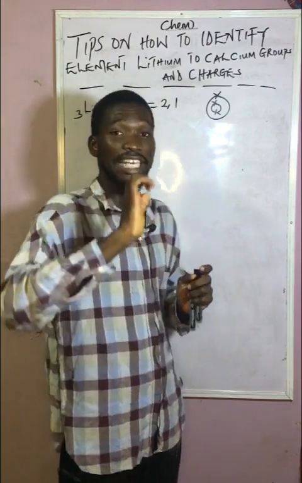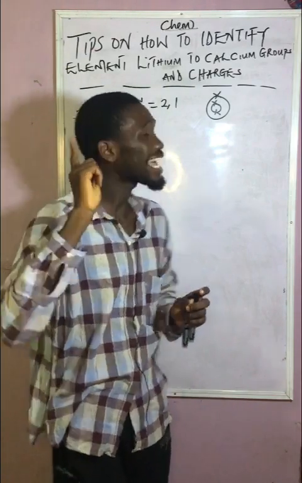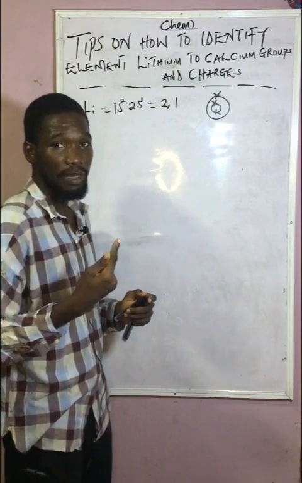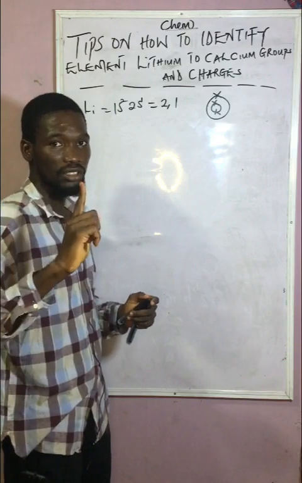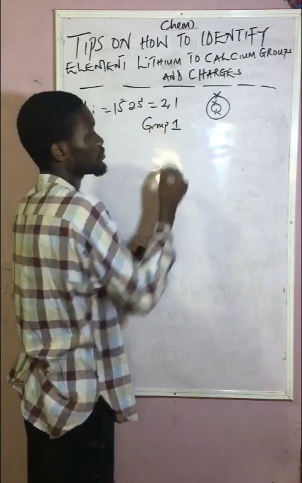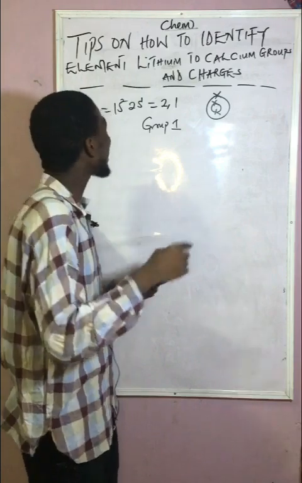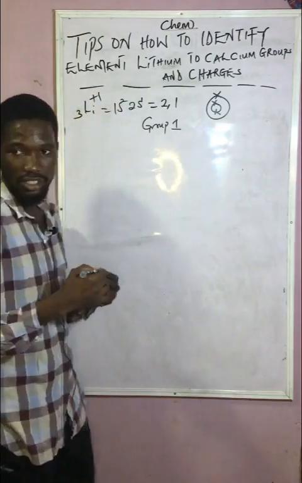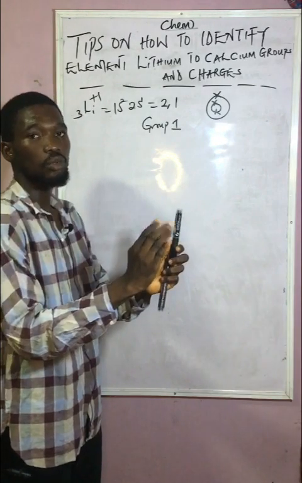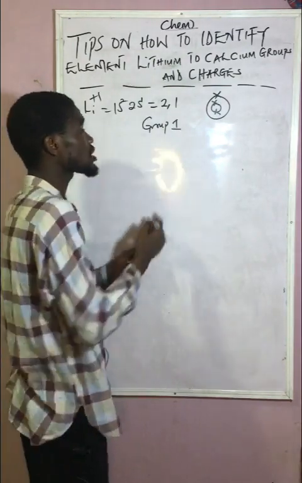So guys, if a particular element has an outer electron of 1, that kind of element belongs to group 1. Again, if an element has an outer electron of 1, that element belongs to group 1, and the group 1 there shows that lithium has a positive 1. The outer electron of each element from group 1 to group 4, we tell that is the charge of that element. Is that clear now? So this is group 1.